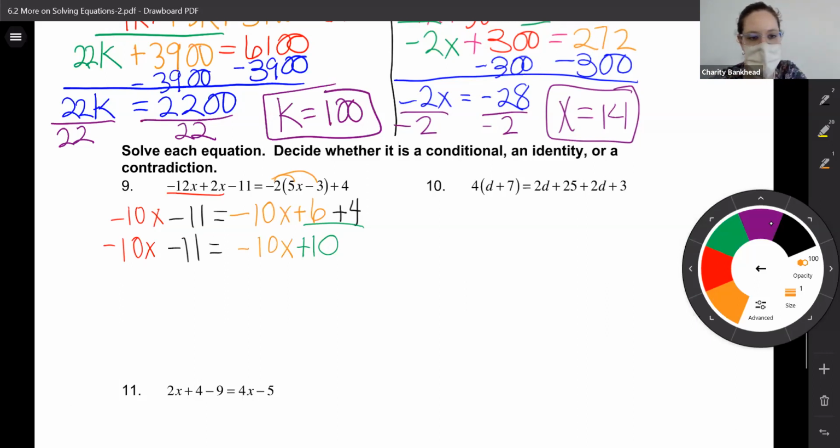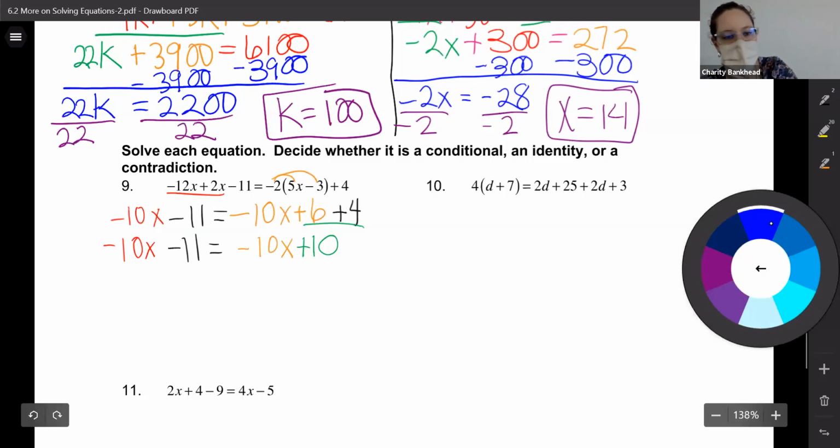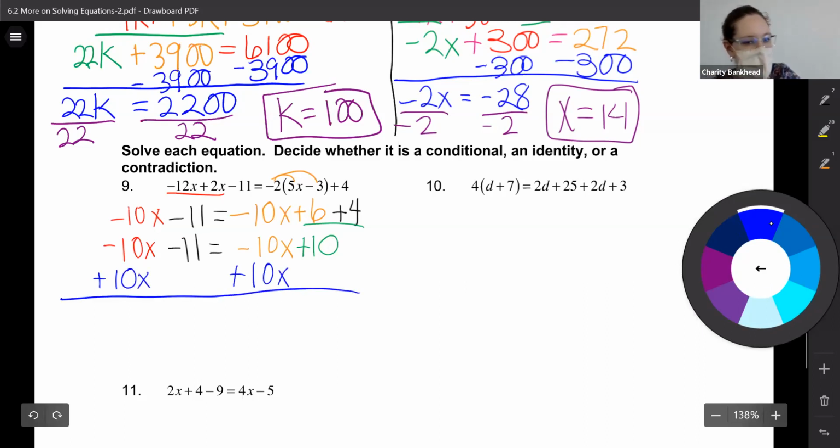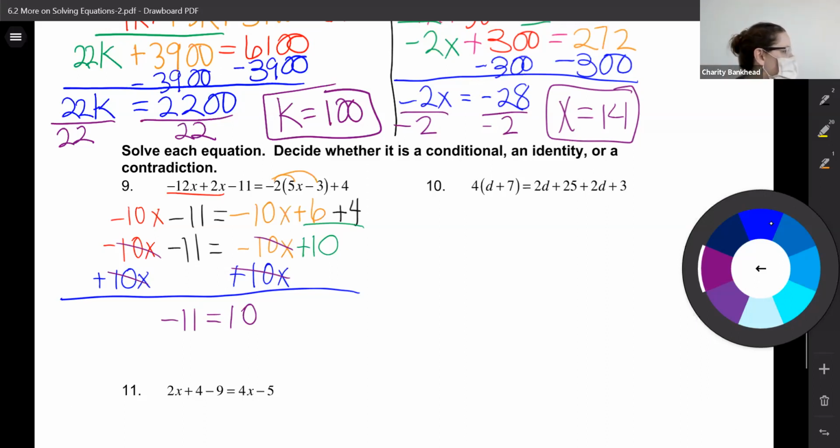So I see that I have x's on both sides of the equation. So I would fix that by adding 10x to both sides of the equation. And in this case, that's actually going to cancel out on both sides. So then that would mean that negative 11 is equal to positive 10. And that is false. There's no solution.